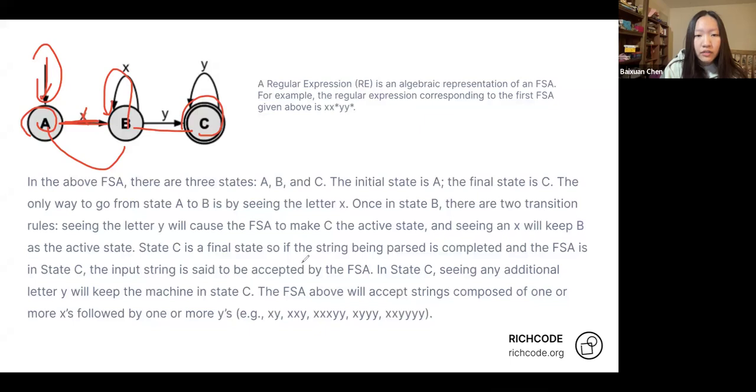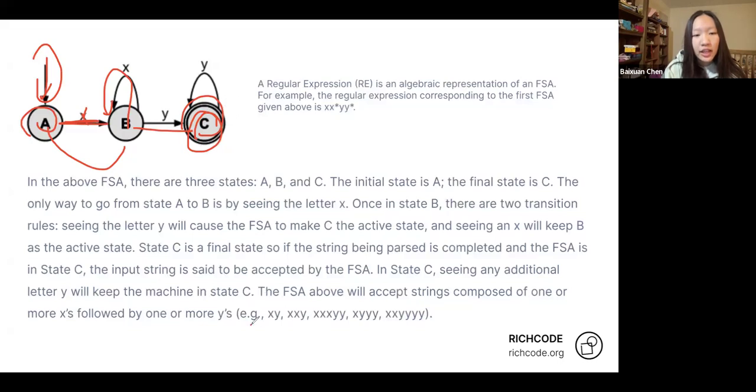If the string being parsed is completed and the FSA is in state C, then it is accepted by the FSA. None of these FSAs are on the elementary test. In state C, any additional letter of Y will continue to be on state C. So you can add any additional number of Ys and the string will still be accepted by the FSA.